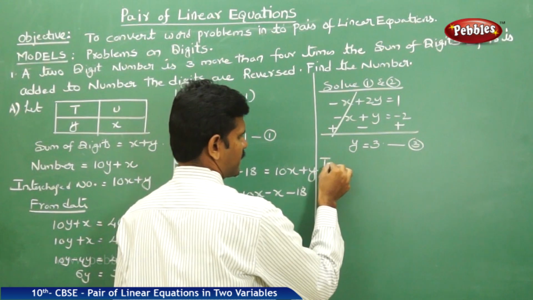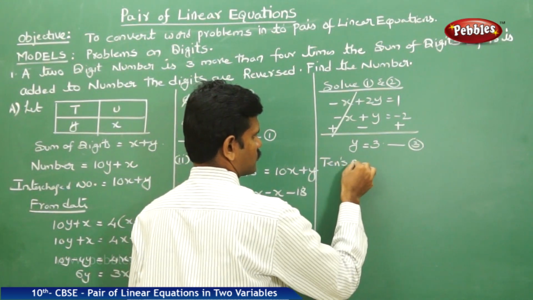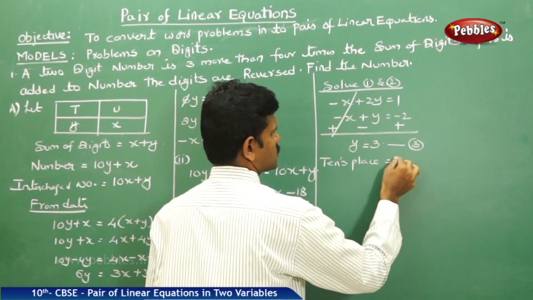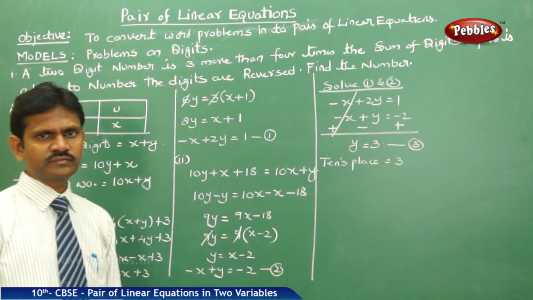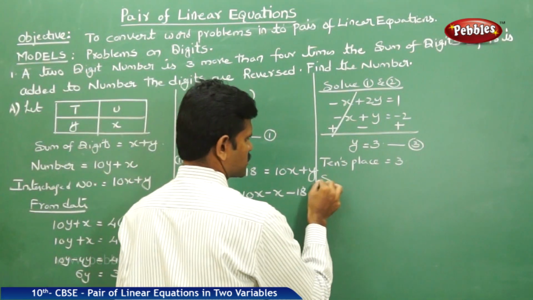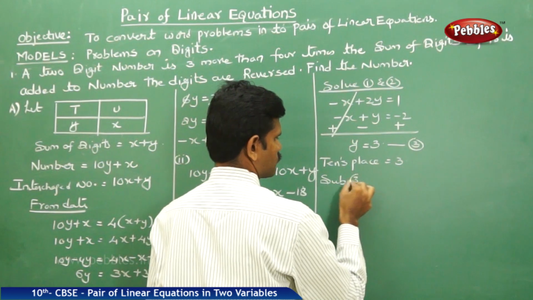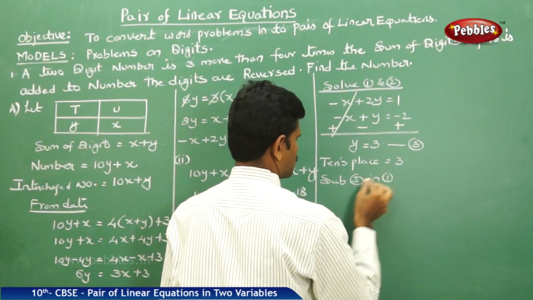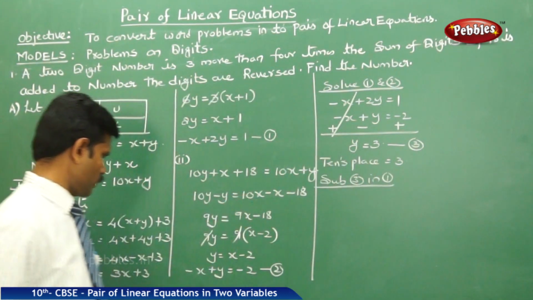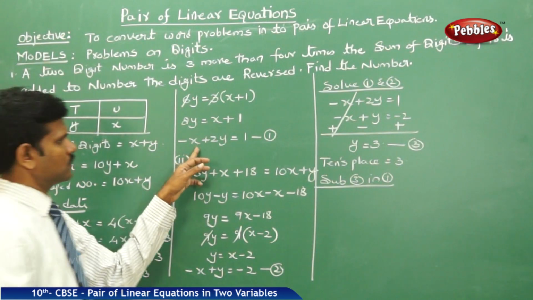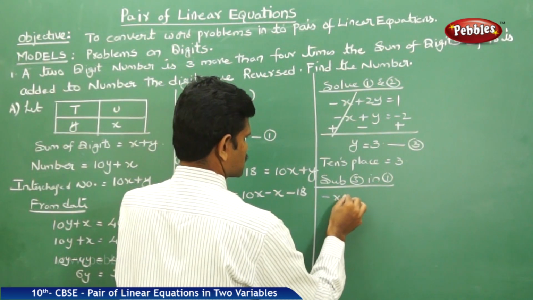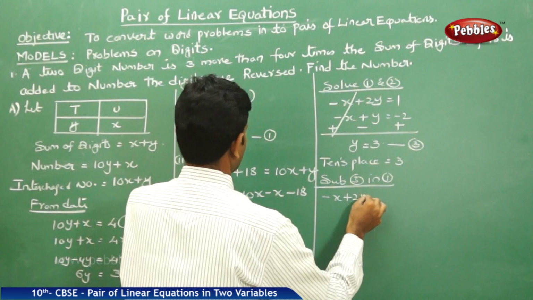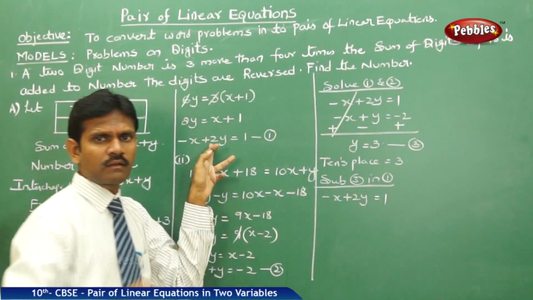Therefore, tens place is equal to 3. Now, substitute equation 3 in your equation 1. What is your equation 1? Minus x plus 2y is equal to 1.